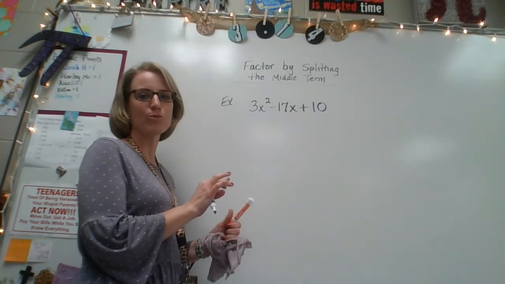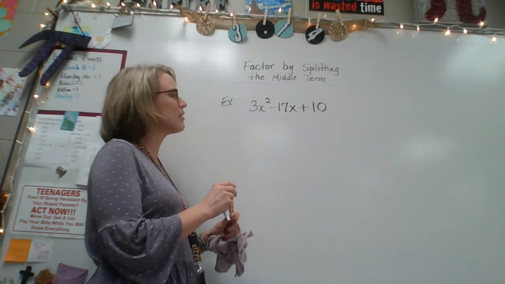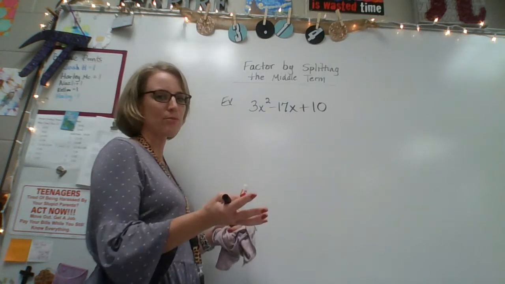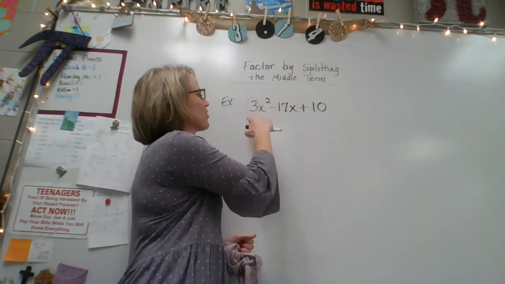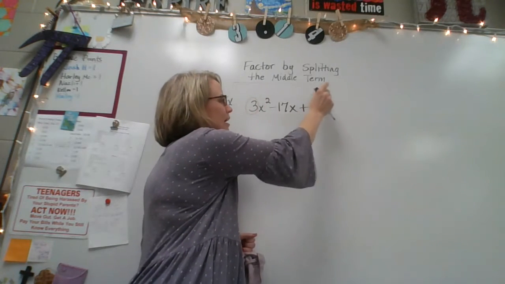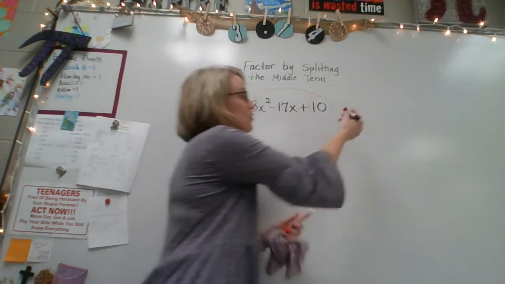All right, we're back. We're going to do one more split the middle term factoring question. This one is going to be the same process, just a different problem. The first step is to multiply your coefficient on x squared by your constant. This time, it's going to be 3 times 10, and that's 30.